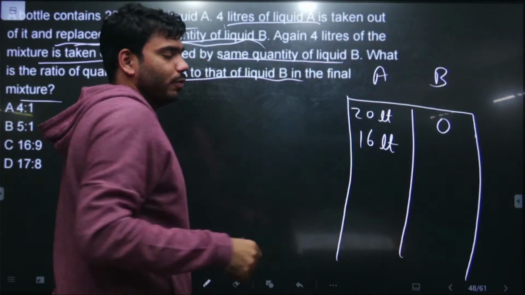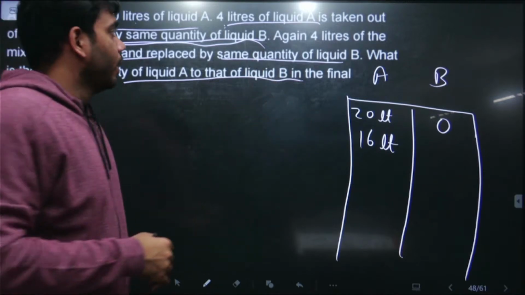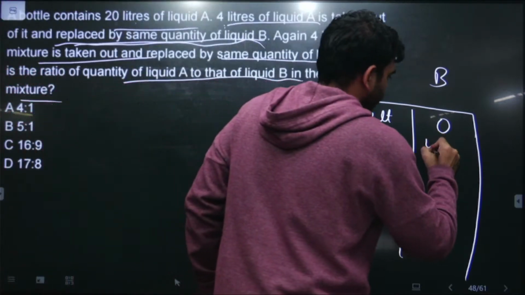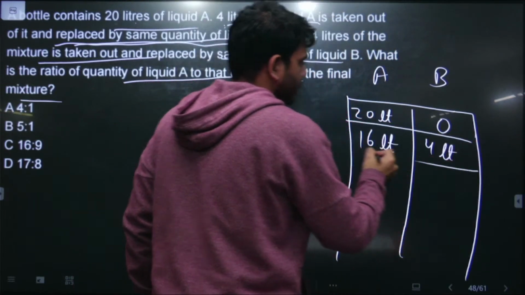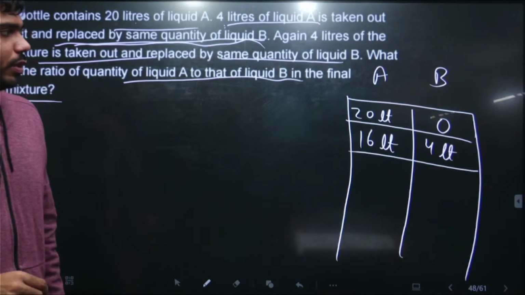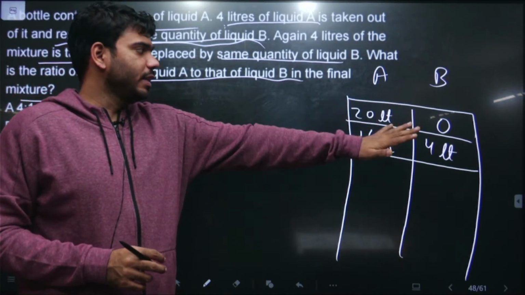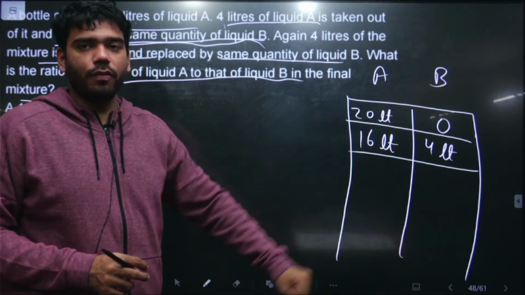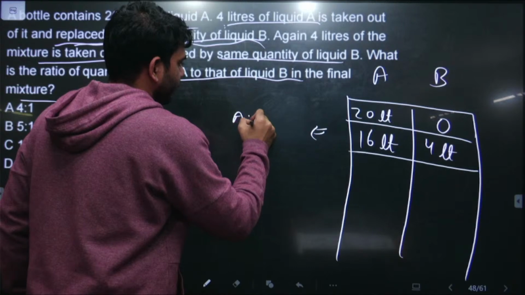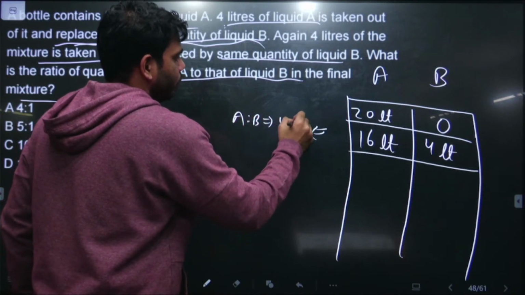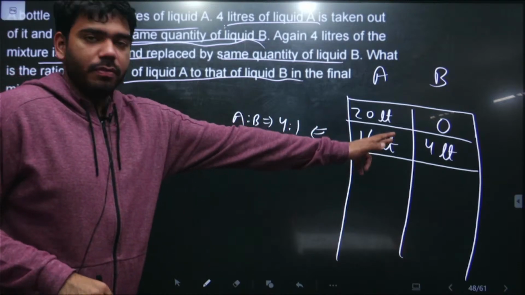So initially it was 20 liters. Removing 4 liters, we will have 16 liters of liquid A. And we replaced it with 4 liters of liquid B. So this is after the first mixing. This is the proportion of the two liquids in the solution: 16 liters of liquid A and 4 liters of liquid B. So the proportion of A to B in the solution is 4:1.